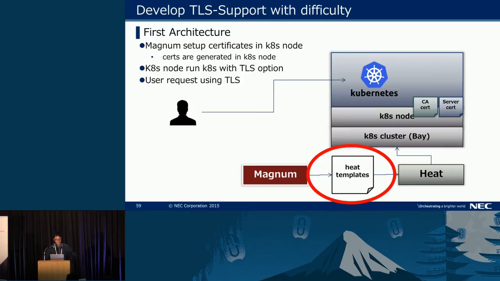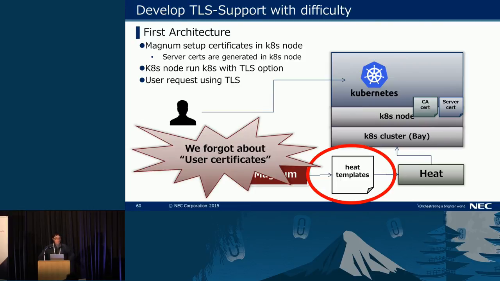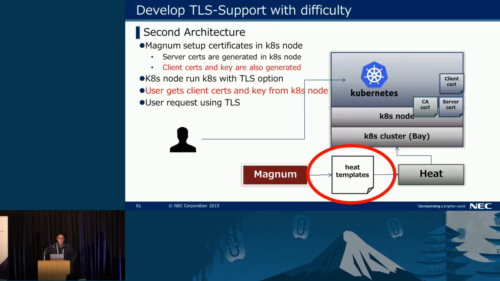Initially, we thought it was very easy to implement. Magnum uses a Heat template to set up the Kubernetes instance. So we believed we could complete it by fixing the Heat template. But we forgot about the client side. TLS client authentication requires client certificates, which are certified by the same certificate authority. Heat can't provide a client certificate to the user. With that in mind, we decided that the client certificate is generated on the Kubernetes node. It means the server side.